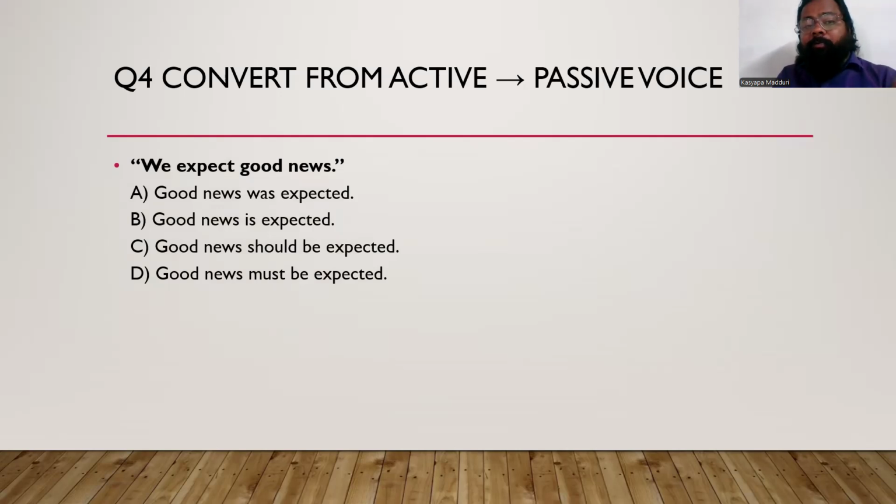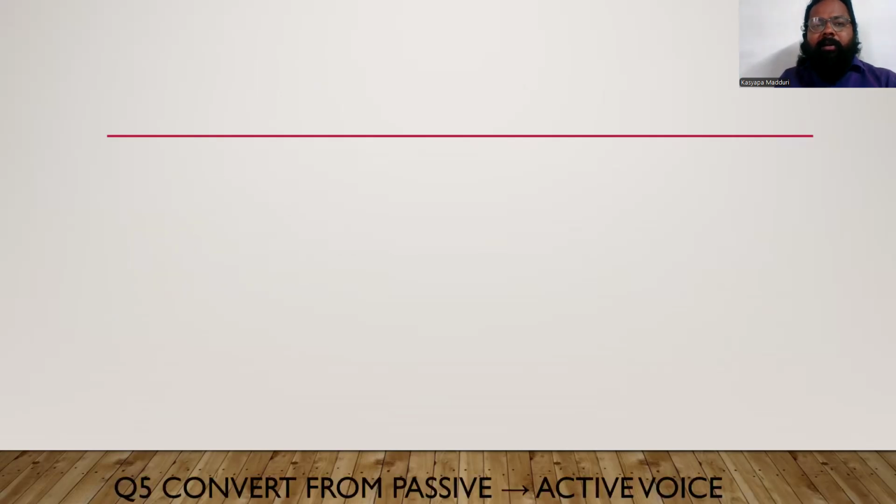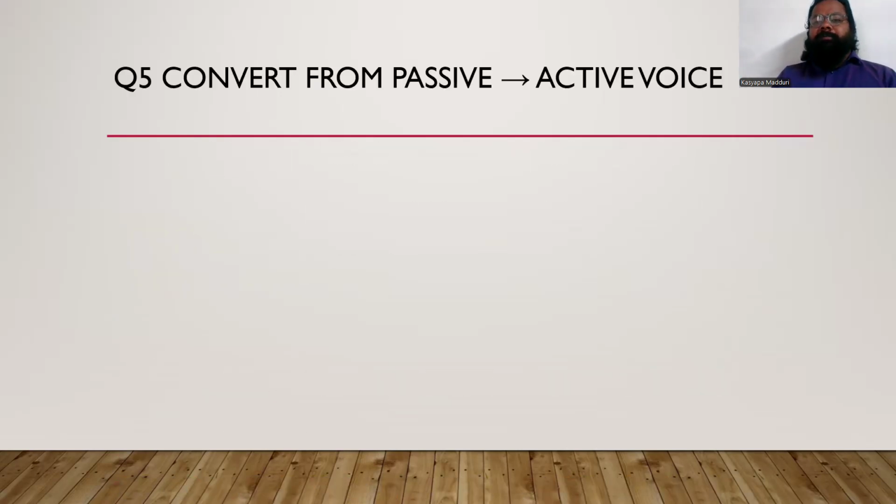Now, here we expect good news. In the answers, they have removed the subject. The subject is we. They have removed the subject and they have given you only passive voice answers. So you need to identify which tense the sentence is. The sentence is in simple present. We expect good news. So the passive voice also should be in simple present. Good news is expected, right? That is the answer.